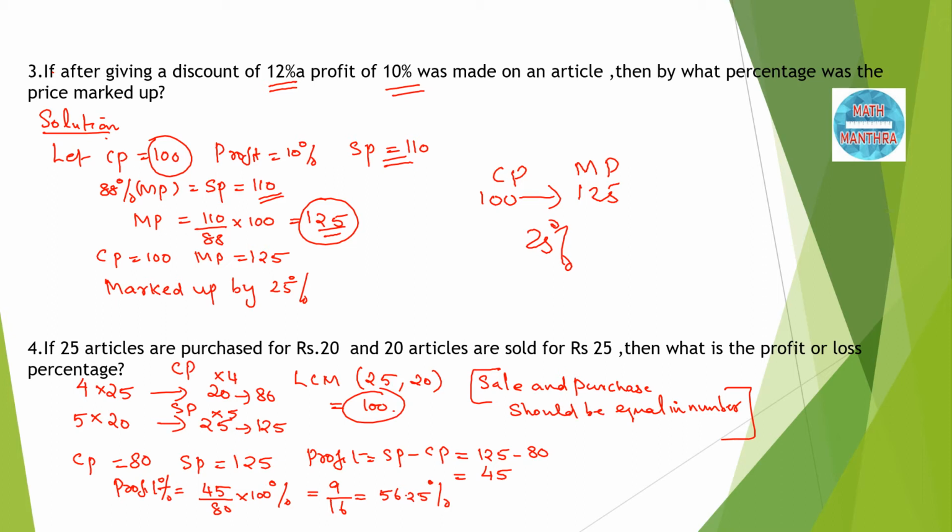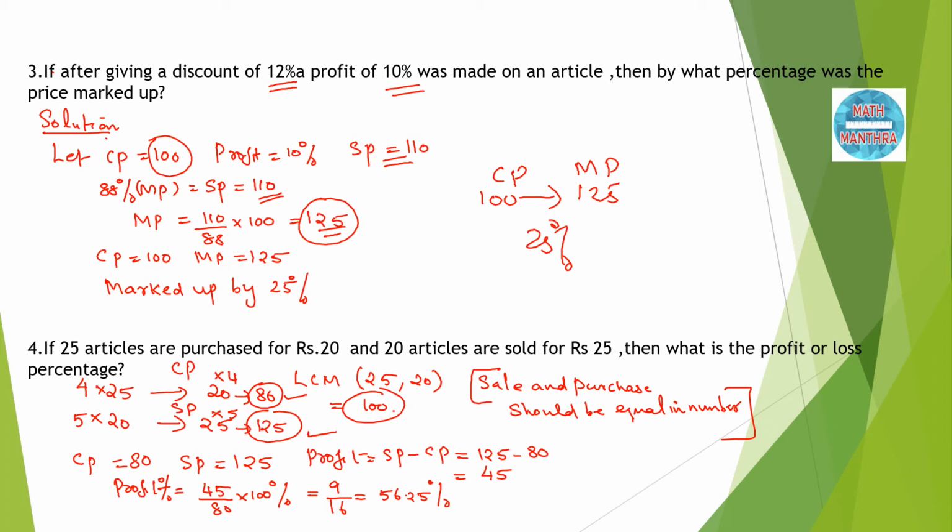So 25 articles are purchased, you make it into 100, you multiply with 4. Immediately you have to multiply the price also with 4. So you get cost price is 80 rupees. And for selling, 20 articles are sold. So multiply with 5, you get 100 articles sold. So multiply SP also with 5, you get 125. So that's for this question. What you get is 80 is the cost price and the selling price is 125.